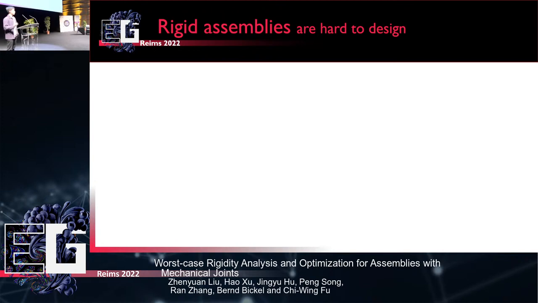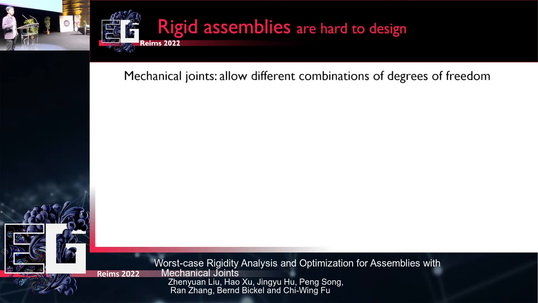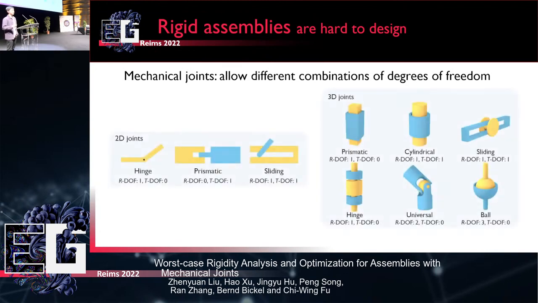One of the most important challenges here is the mechanical joints in the assembly structure. Mechanical joints are not just connecting different parts together, but at the same time, they also allow specific relative motion between the parts they're connecting. For example, on the slides, we're showing a few examples of mechanical joints in both 2D and 3D. In 2D, we have hinge joint, prismatic joint, and sliding joint, and each one of them has different combinations of rotational degrees of freedom and translational degrees of freedom. And there are all different kinds of combinations of these.